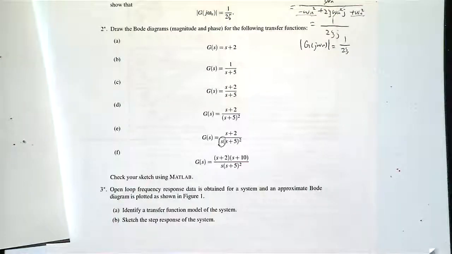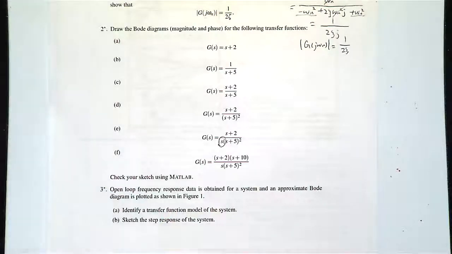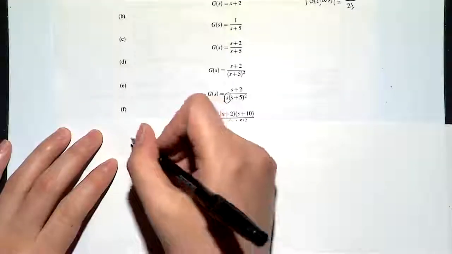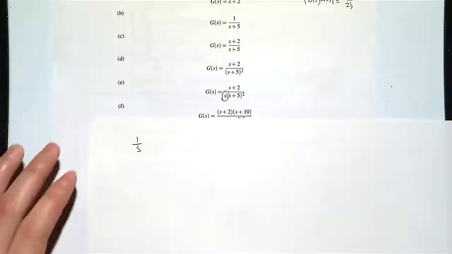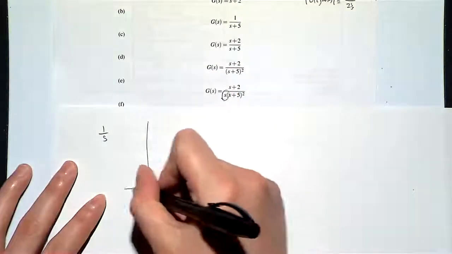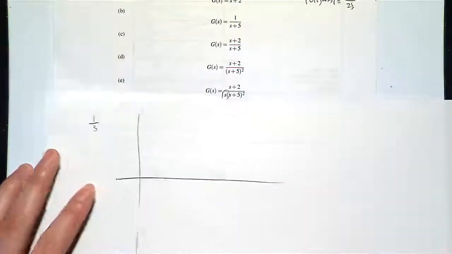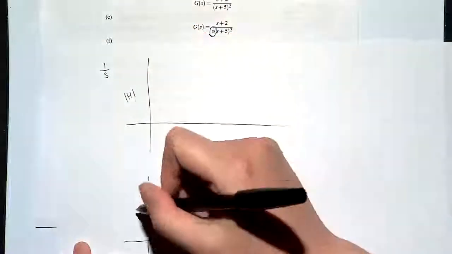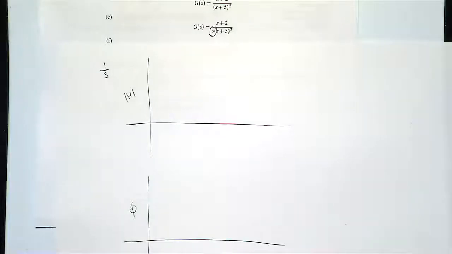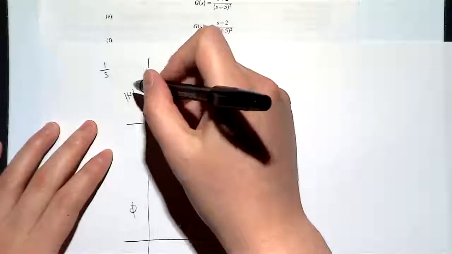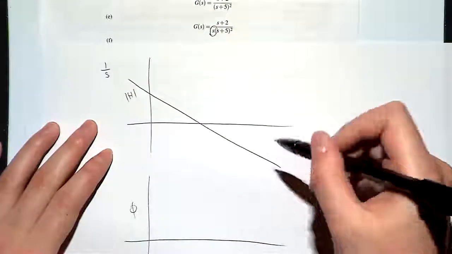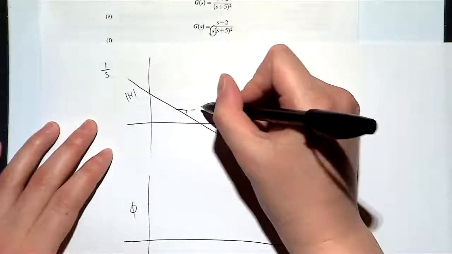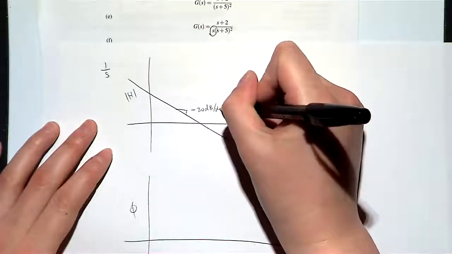pole at origin. So how does that look like? What's the Bode plot of 1 on s? What is the Bode plot of 1 on s? Again, this is magnitude, this is phase. Yes, I saw that. Yes, it's a straight line with a slope of negative 20 dB per decade, right?